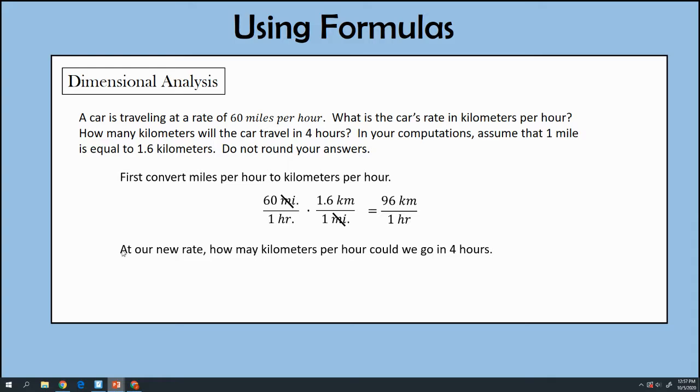Okay, now at our new rate, how many kilometers will we go in 4 hours? So if we go 96 kilometers in 1 hour, how many would we go in four? So I wrote 4/1. Okay, cancel out the hours. I'm left with kilometers, and it's 4 times 96. So this is 384 kilometers. Our hours canceled. Our answer was in kilometers because it asked how many kilometers we would go in 4 hours.